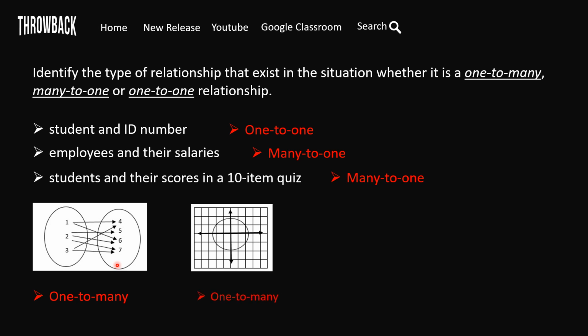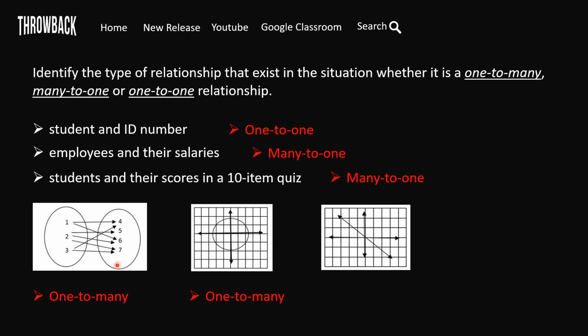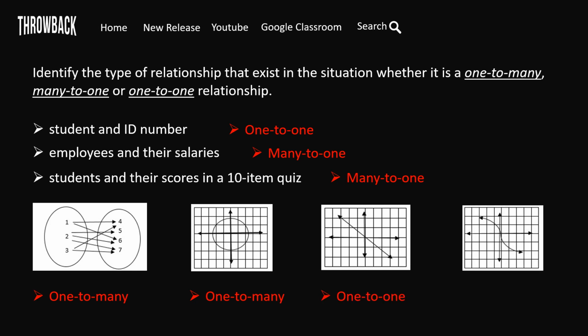This is one-to-many relationship. The third figure, this is one-to-one relationship. And the last figure is one-to-one relationship. So what is all about one-to-one relationship?